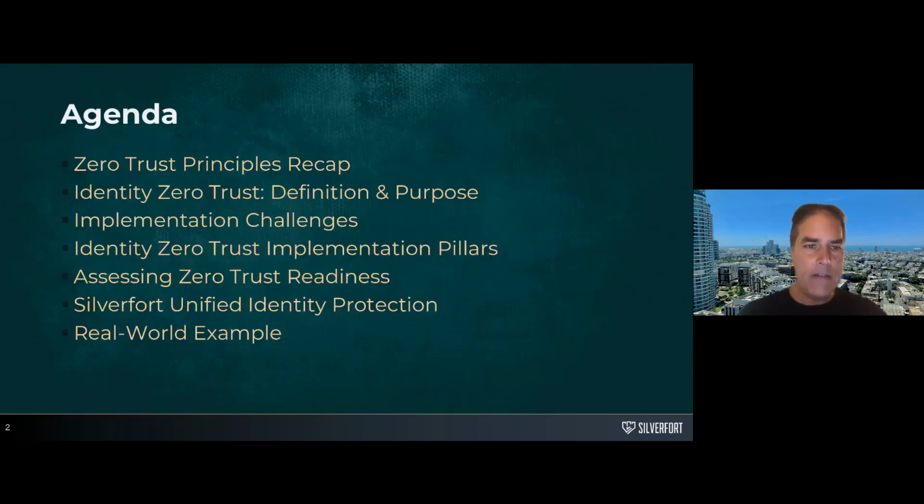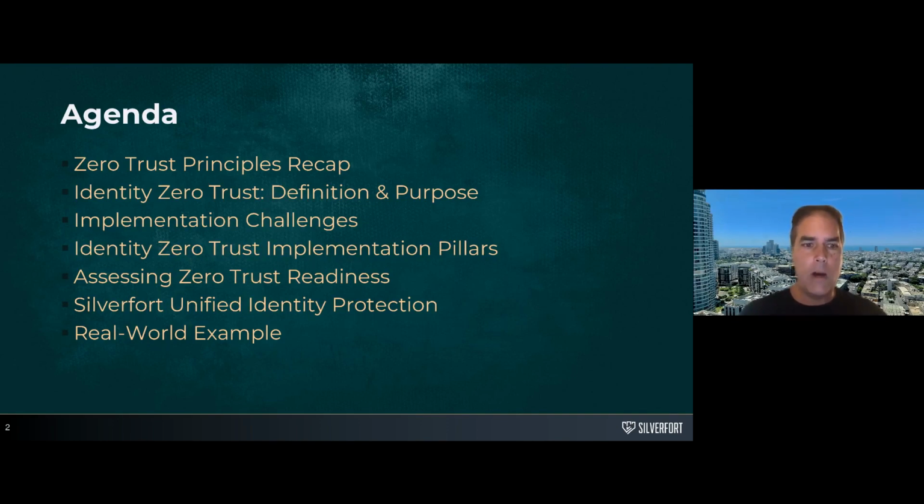So before we dive in, I'd love to just tell you a little bit about our agenda today. I'm going to begin with a brief recap of the principles of Zero Trust in case there's anyone who's not familiar with that, or just to kind of level set on what the definition of Zero Trust is. I'm then going to spend a couple of minutes talking about this concept of identity Zero Trust, what the purpose of that is, what the KPIs are around identity Zero Trust.